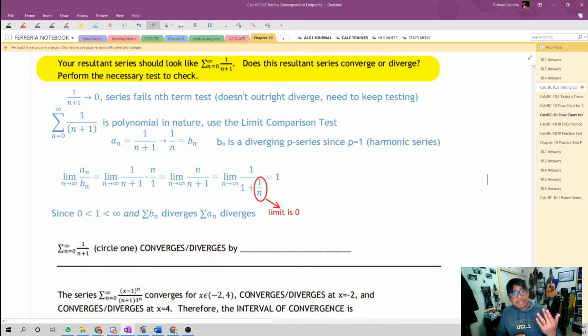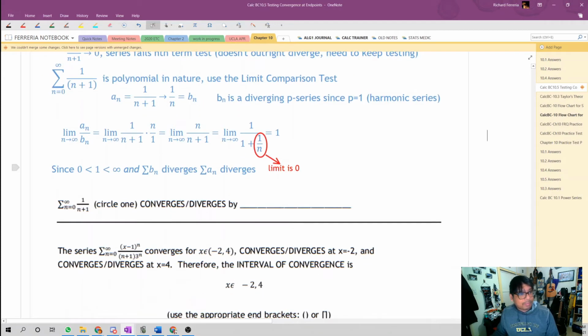Conclusion-wise, since the limit 1 is between 0 and infinity, and since b diverged, that means that the series for a diverges. So down over here, the series 1 over n plus 1 diverges by the limit comparison test.